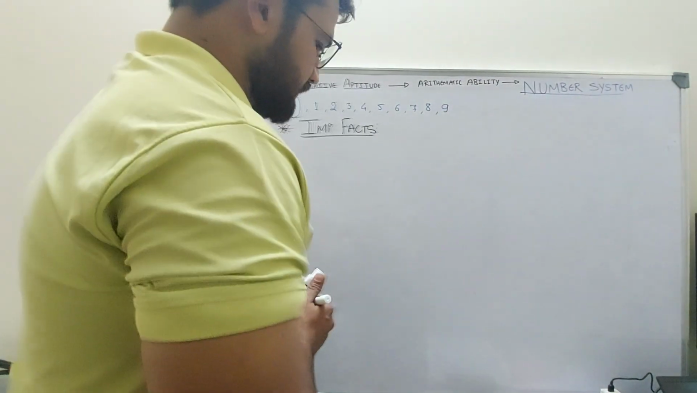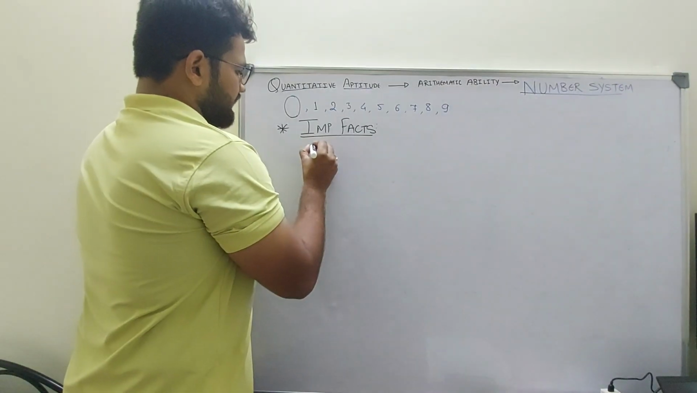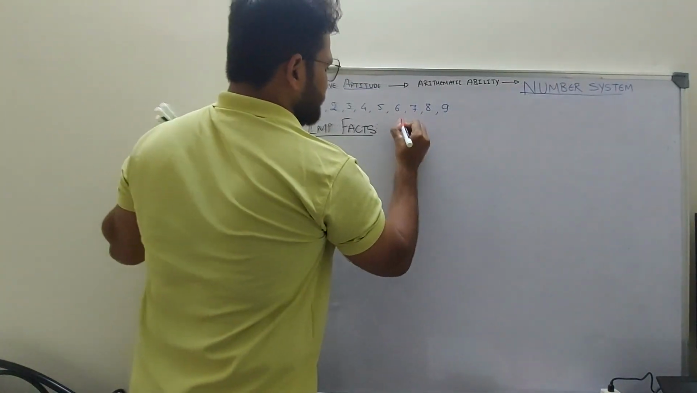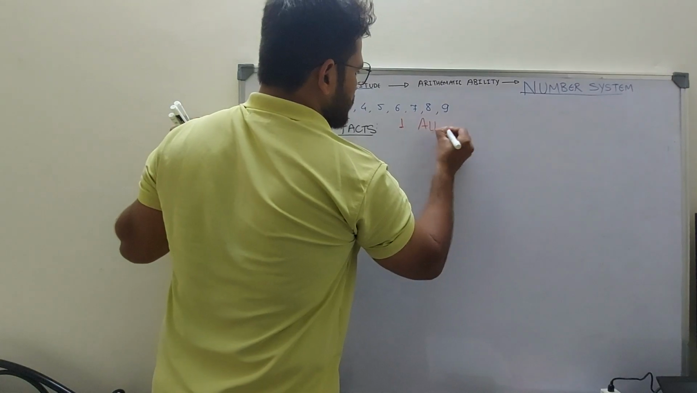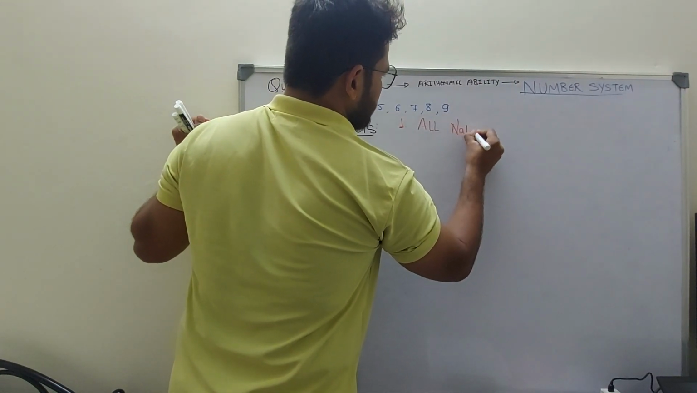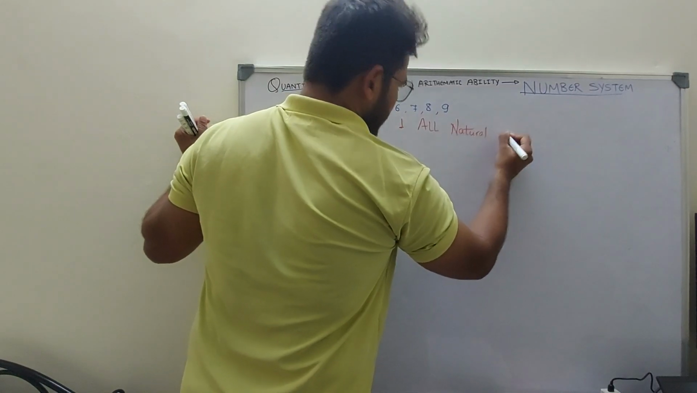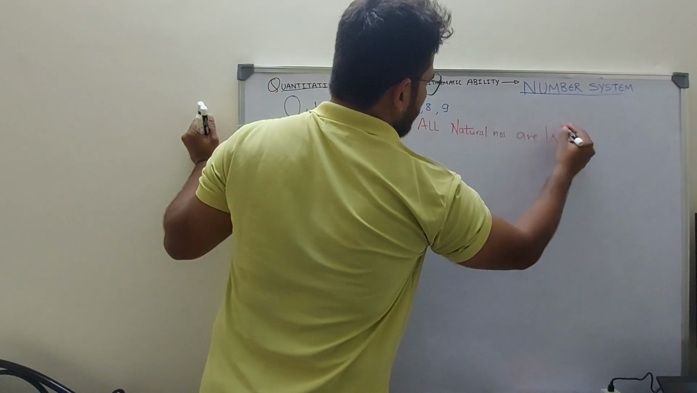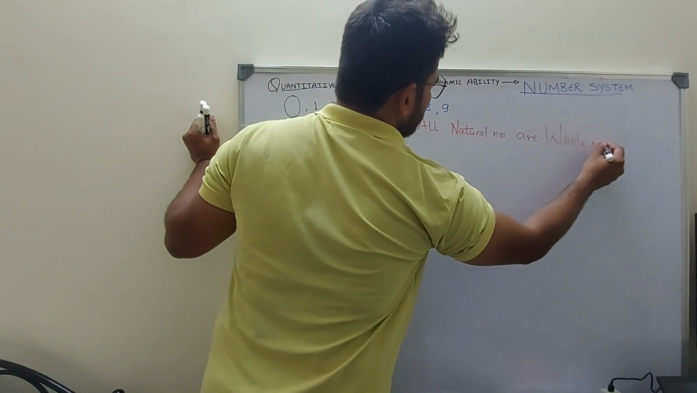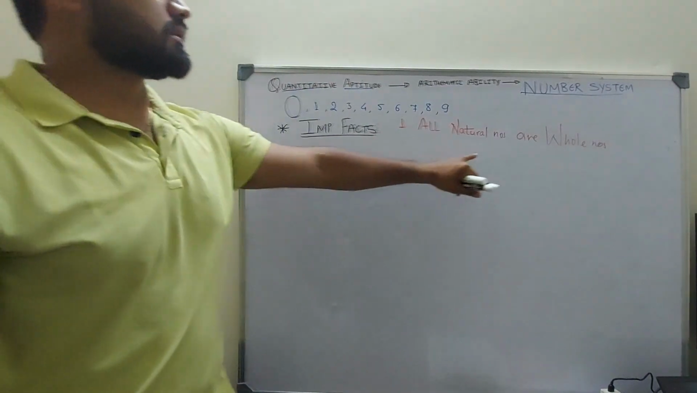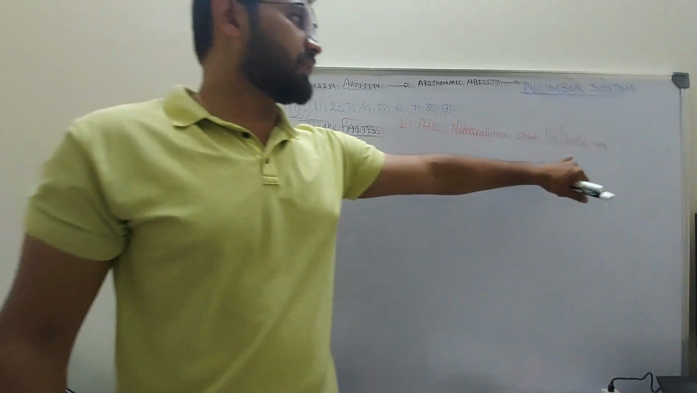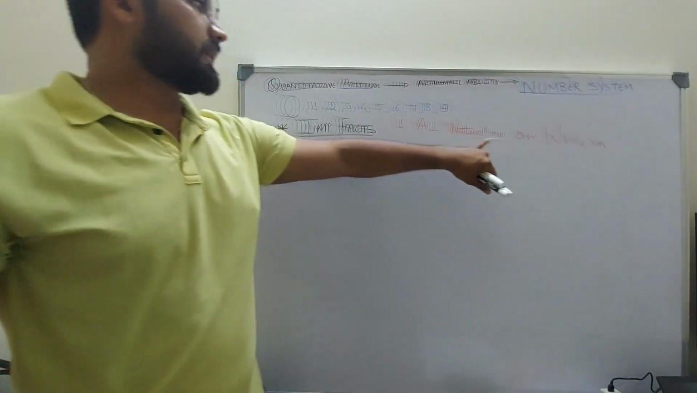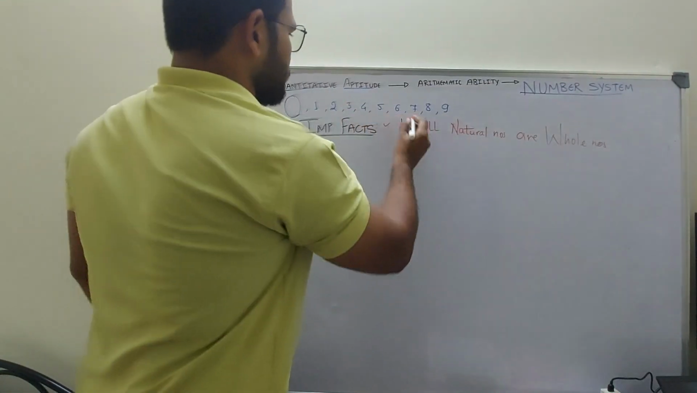So the first fact is, I'll write it in red so you will remember it. All natural numbers are whole numbers. Is it true? Yes, because if we add 0 to the natural numbers, then it becomes the whole numbers. So basically we can say it is a true fact.